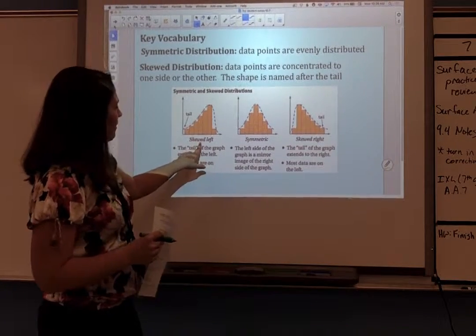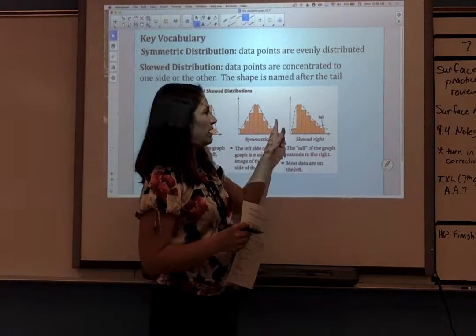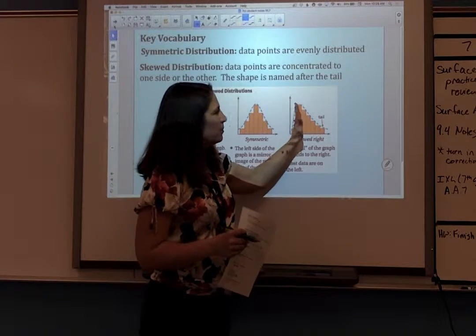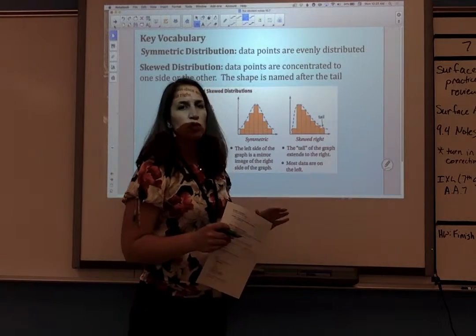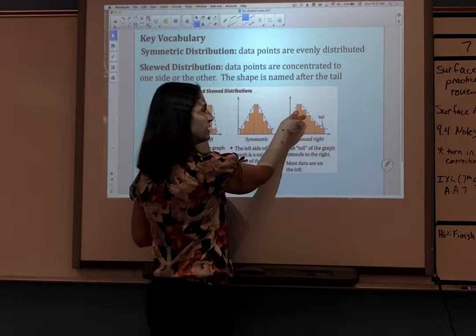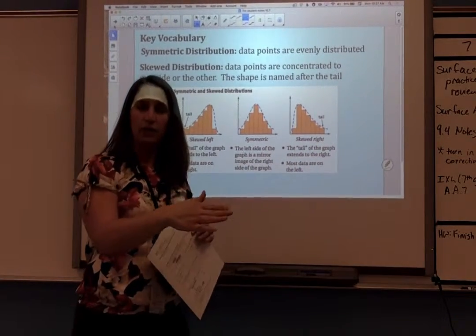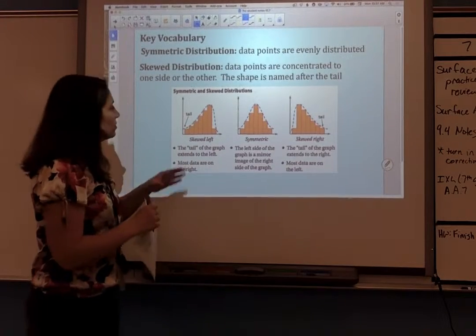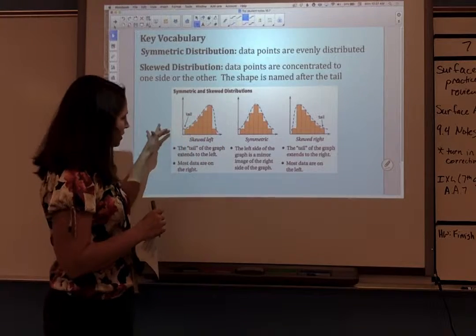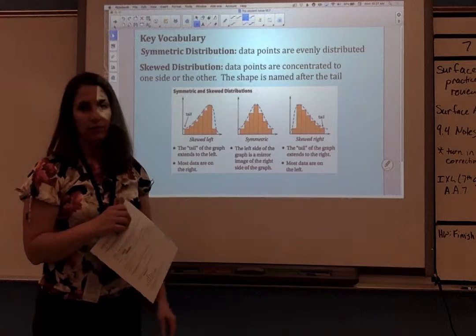And then on the left-hand side, we have a skewed left distribution, and here we have a skewed right distribution. On either of these, if we look at where the center is, we can see that most of the data points are to one side or the other. So we have a lot of data points concentrated to the left over here, and we name it skewed right because the tail goes to the right. In this one, we have a lot of data points concentrated to the right, and we call it skewed left because there are some data points to the left that are skewing it in this direction.